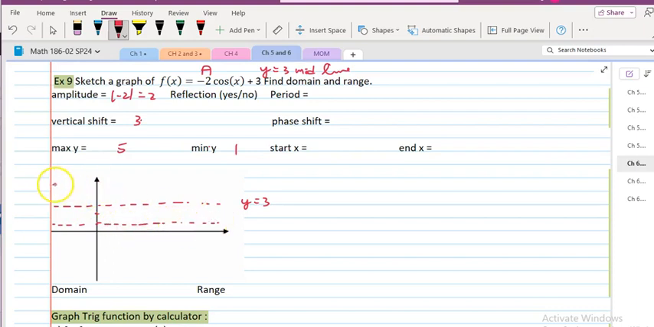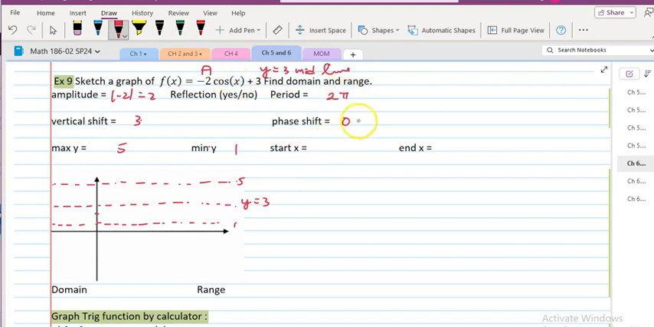And then the maximum is 5. So this is what the loop would be, right? Would be switch around here. The phase shift, do I have any B and C? Nothing. So phase shift is 0, period is 2 pi. There's nothing to divide.